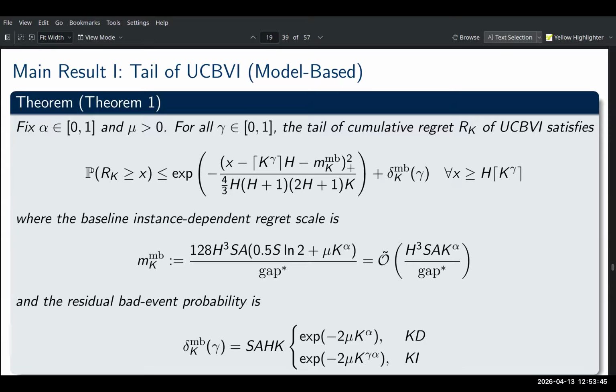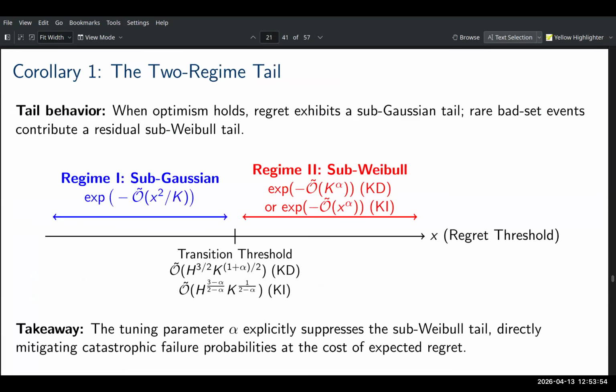Yeah, so if X is large enough, then this probability... no, X is not going to... I'm not going to push X up to K. Okay. X goes up to a certain point, right? It starts from the mean. It goes up to a certain point. Up to this point, that sub-Gaussian term is the dominant term. After this point, the sub-Weibull term will be dominant, right?